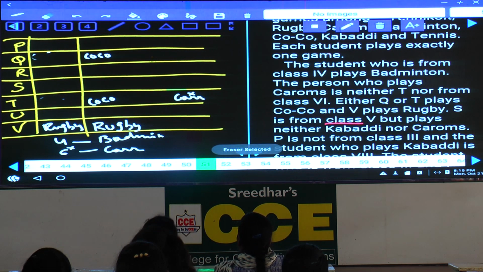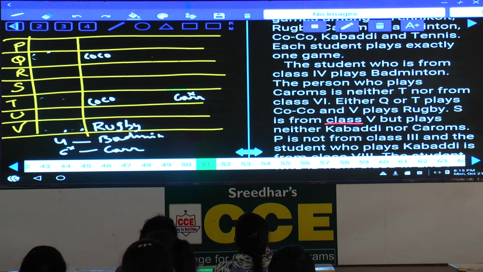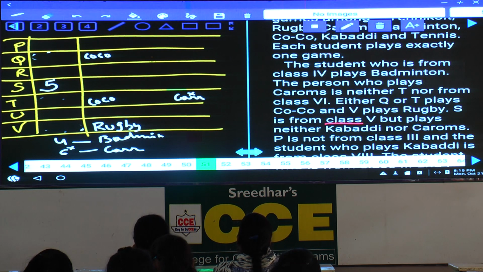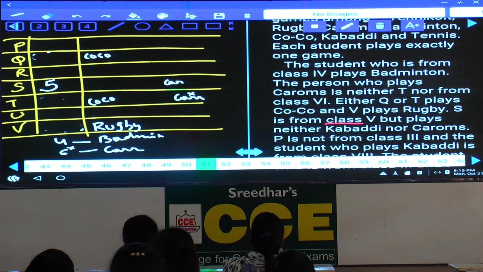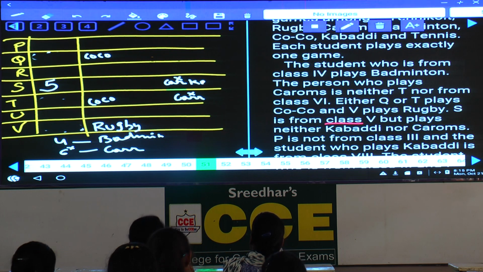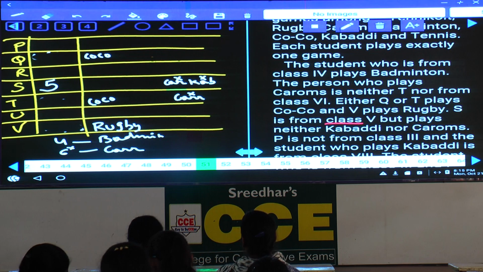And whatever the class we have. And S is from class 5, but plays neither kabaddi nor caroms. Now caroms is ruled out here, and kabaddi is also ruled out. Caroms and kabaddi were ruled out.